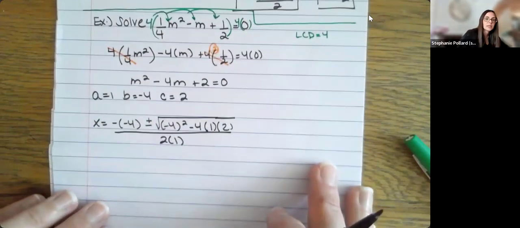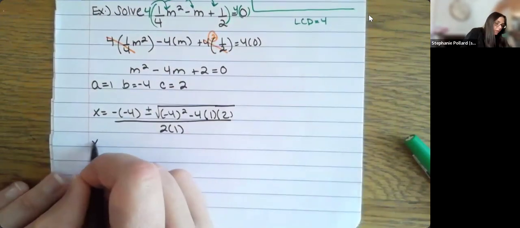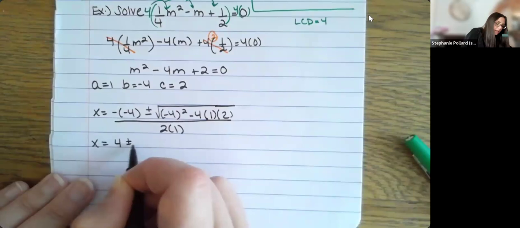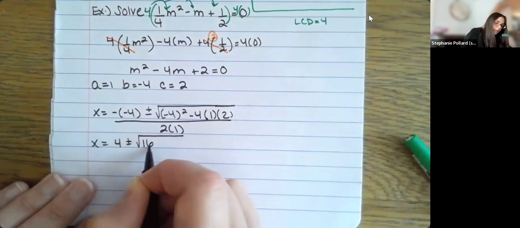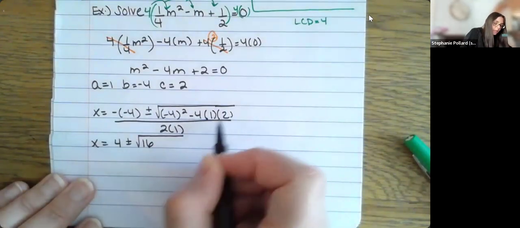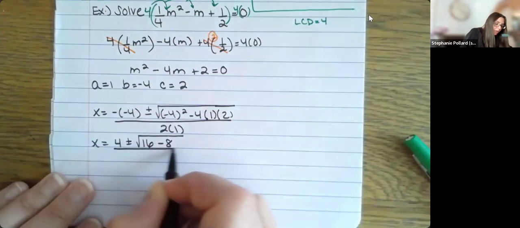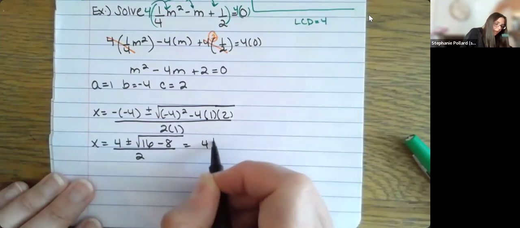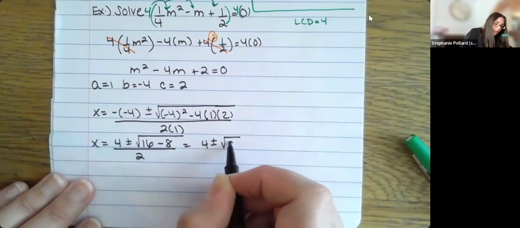And now I'm going to keep simplifying. So x is equal to 4 plus or minus. -4 squared is 16. 4 times 1 times 2 is 8. So this is a -8 all over 2. And of course, 16 minus 8 is going to be 8.